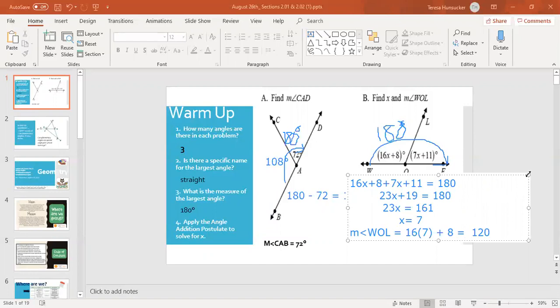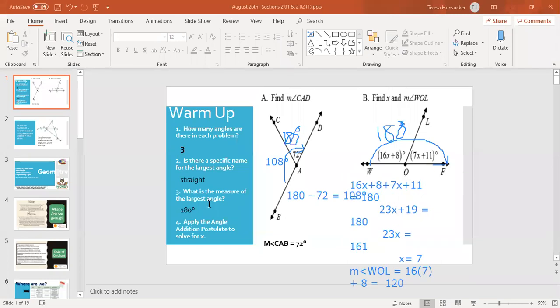All right, so you'll see our learning targets momentarily. And one of the learning targets is to notice what happens when two angles are formed on straight lines, such as WOL and FOL. And those angles are considered linear pairs. We'll go over their definitions in just a moment.